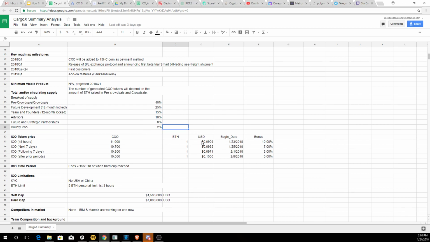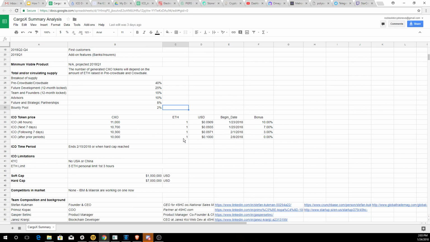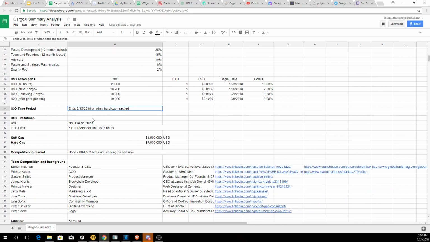This is the token sale parameters. Dates, bonuses. Bonuses don't look ridiculous. It's the amount that you're getting. Everything looks okay. Okay, there's KYC on the ICOs, no USA or China participation. That is fine. There's a 5 ETH personal limit for the first 3 hours. Okay, that looks okay as well.